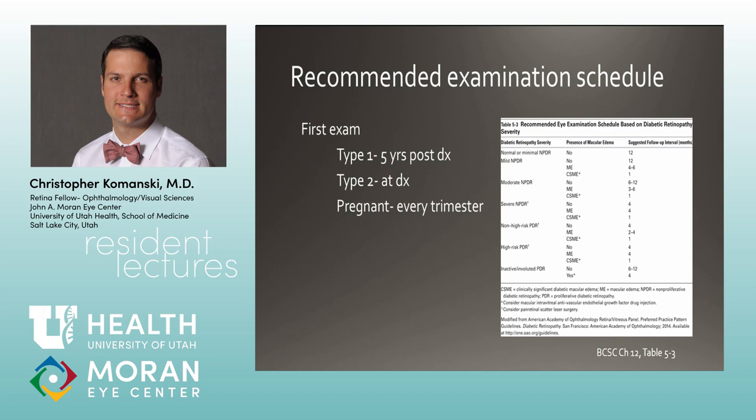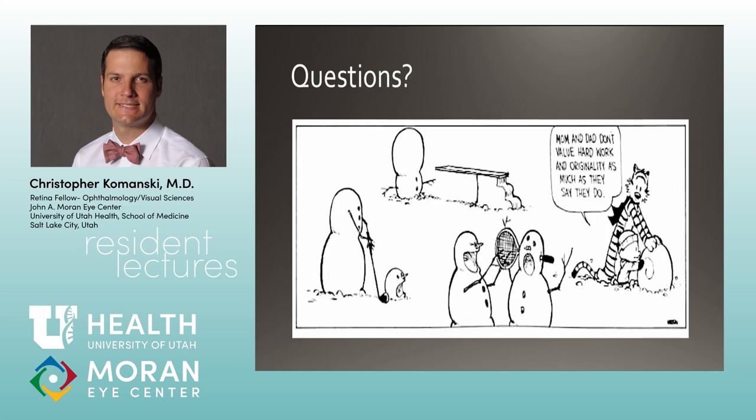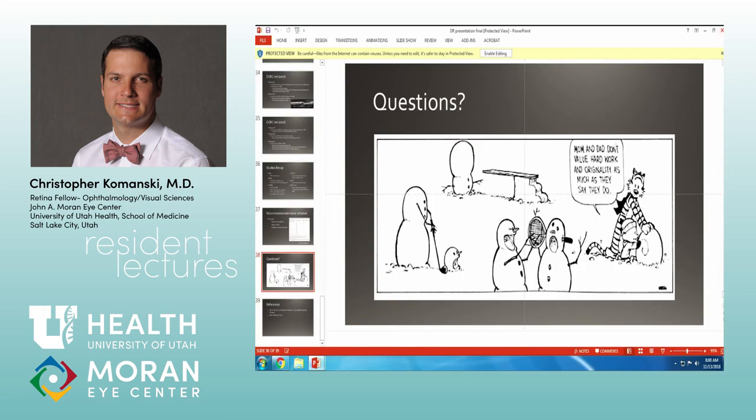This is the examination schedule. First exams for type 1s are 5 years post-diagnosis. Type 2 is at diagnosis, and in pregnancy, every trimester. And then you can see there it gets broken down by form and whether they have CSME or not, or PDR or inactive PDR, how often they need to be seen. That's good to know, especially when we're at the VA. So any questions? I think we're pretty much on time.